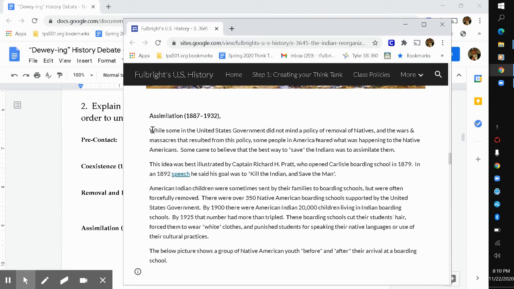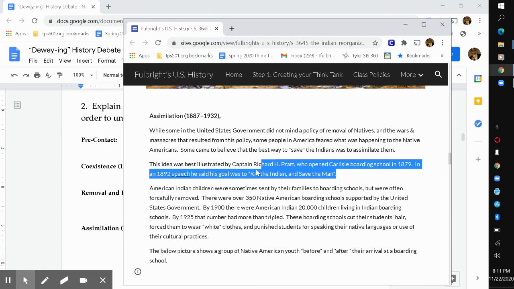While some in the United States government did not mind a policy of removal of natives and the wars and massacres that resulted from this policy, some people in America feared what was happening to Native Americans. Some came to believe that the best way to, quote, save the Indians was to assimilate them. This idea was best illustrated by Captain Richard H. Pratt, who opened Carlisle Boarding School in 1879. In an 1892 speech, he said his goal was to kill the Indian, save the man.